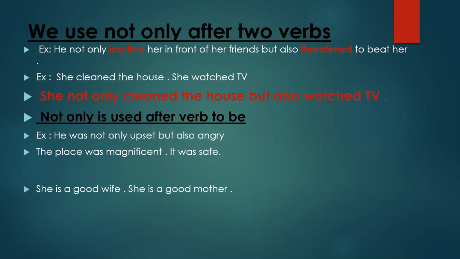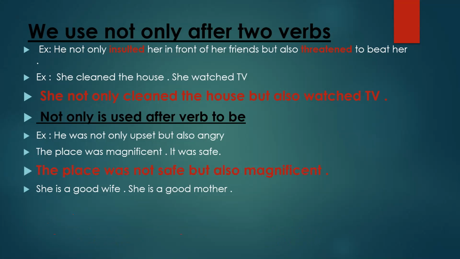Salma? The place was magnificent. Sorry, the place was not only magnificent, but also safe. Thank you, Salma. And again, don't forget the comma before but. Okay, I need somebody else to answer the next one. Can I place not only before was? Of course not.